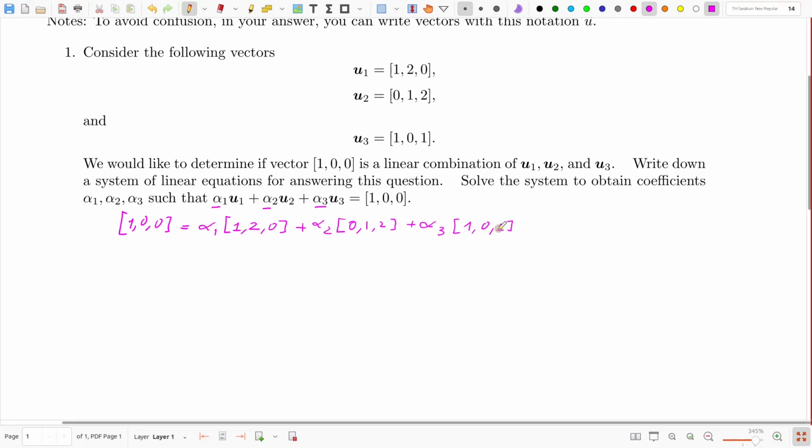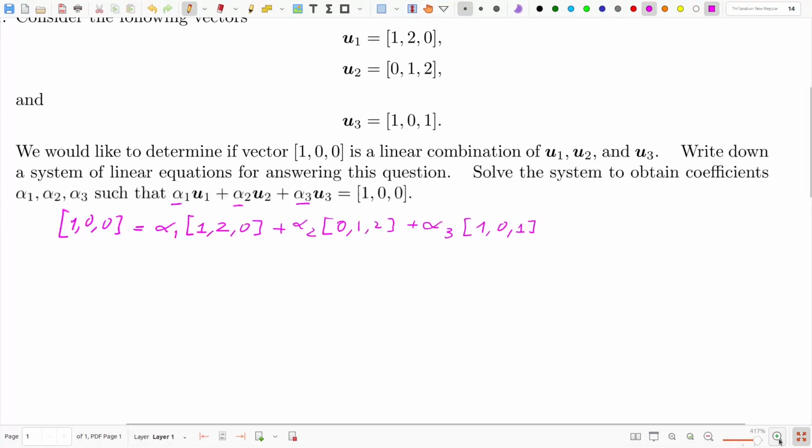Okay, so let me zoom in a little bit. We would like to find, so currently, what are the unknowns? The unknowns are these three variables. We want to find these three unknowns so that this equation holds. So can you write that as a system of linear equations? Can you do that?